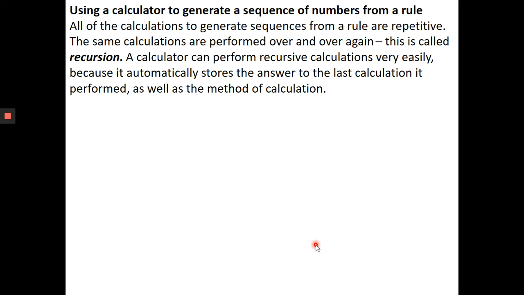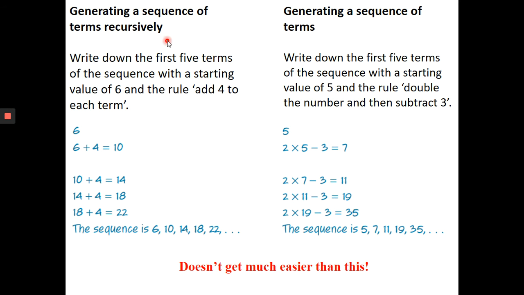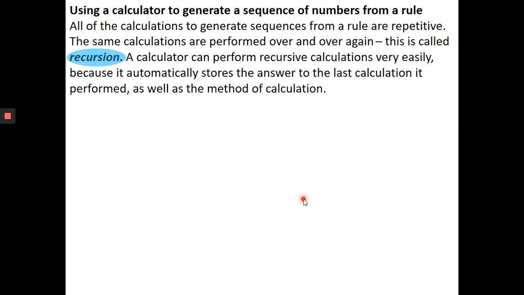So we can use a calculator. All the calculations are repetitive. The same calculations performed over and over again is called a recursion. So if we go back to this one here, generating a sequence of terms recursively, that just means doing the same thing over and over again. Adding 4, adding 4, adding 4. That's recursively. This one here, doing the same thing over again: double, subtract 3. Double, subtract 3. Double, subtract 3. So a calculator is very handy for us to be able to do that.